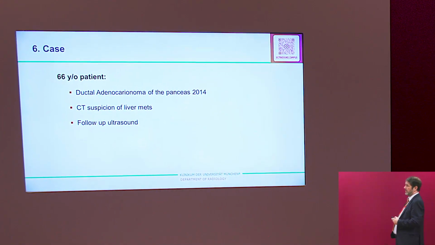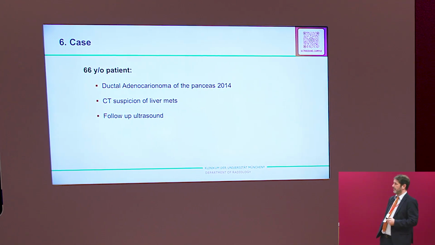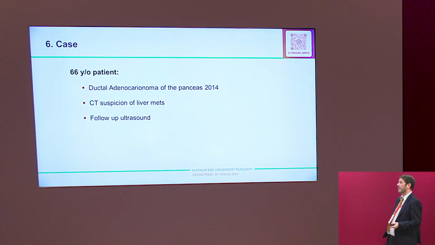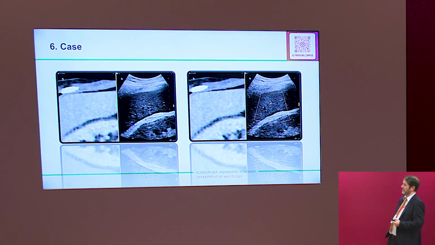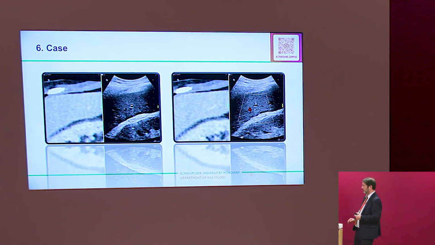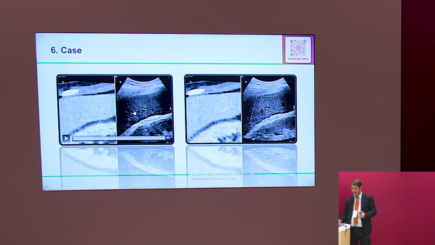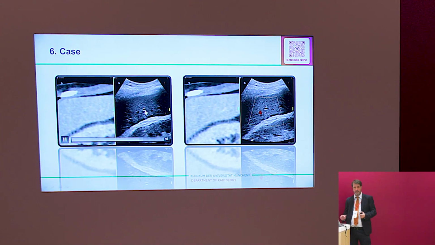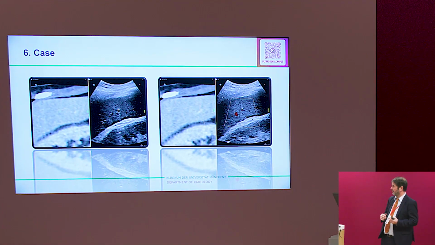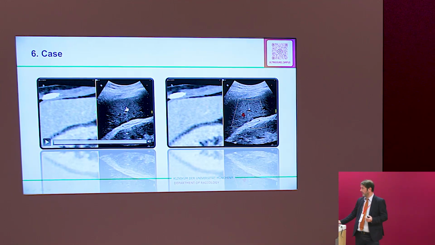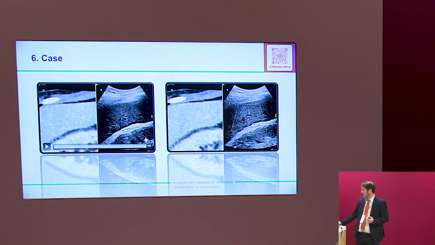Another patient, the patient has got cancer of the pancreas, 2014, and the MRI suspicion of liver mets. We should rule out whether it is really liver mets or something else. Here it is very difficult to see. There's a lesion with a marker. There's a lesion in ultrasound. What color does this lesion have in ultrasound? Yeah, and in the center? Gray. No, black. Black, okay.